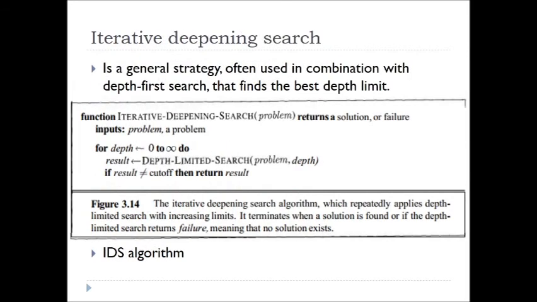Iterative deepening search is a general strategy, often used in combination with depth-first search, that finds the best depth limit. It is analogous to breadth-first search in that it explores a complete layer of new nodes at each iteration before going on to the next layer.